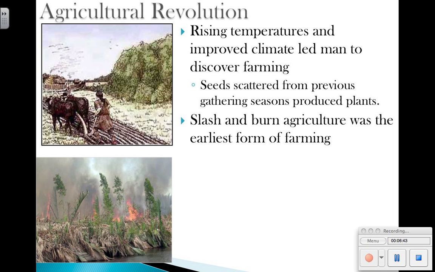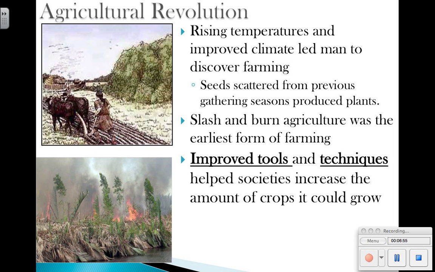Earliest form of agriculture was slash and burn. We've talked about this in class. You cut the trees down, light them on fire. That adds nutrients to the soil, plant crops, harvest, and then do it all over again. After a while, though, they needed even better ways to farm. So they developed improved tools and techniques to help societies increase the amount of crops they could grow, because you need as much food as you can get. Things like plows and irrigation ditches, which would help bring water to fields, were ways that they improved farming.